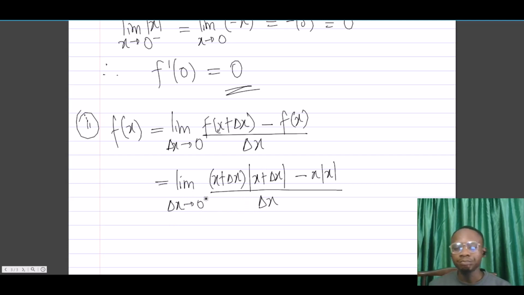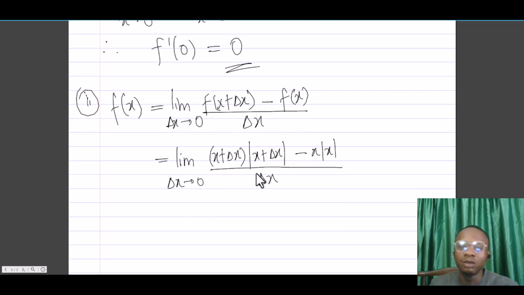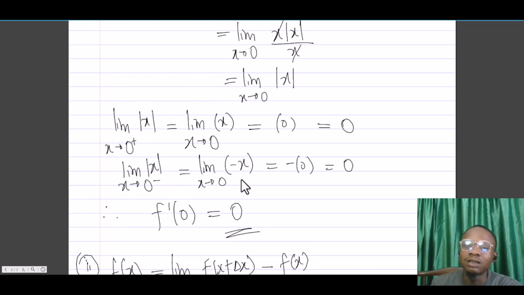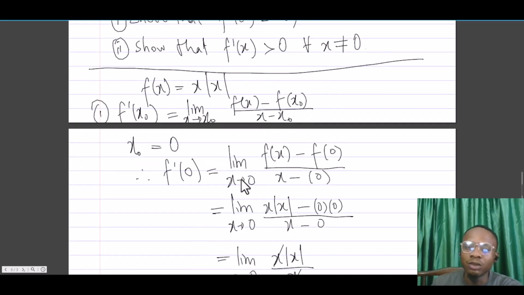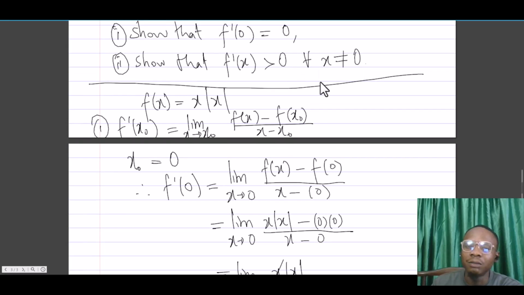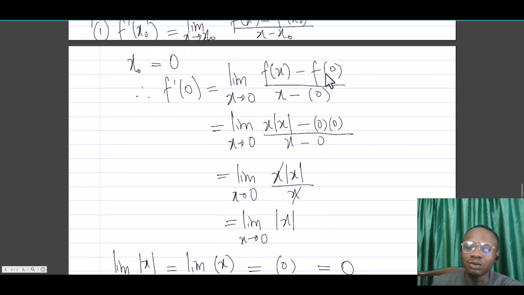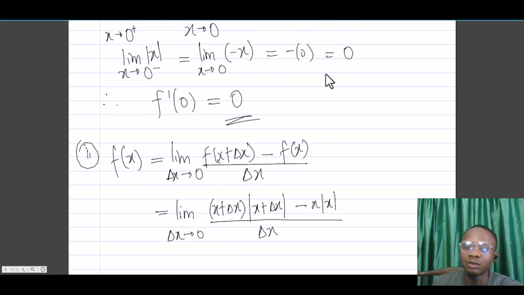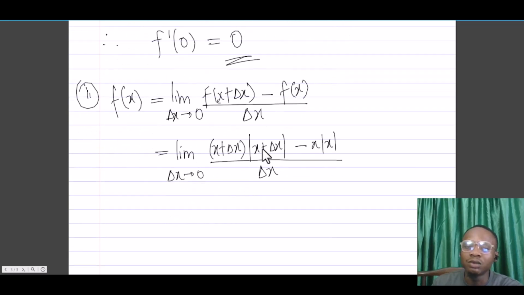So we want to get the limit of this as delta x approaches 0. Firstly, we want to observe that we're interested in what happens when x is not equal to 0. If x is not equal to 0, then x can be either positive or negative, that means it can be less than 0 or greater than 0. So what happens if x is greater than 0, and what happens if x is less than 0?